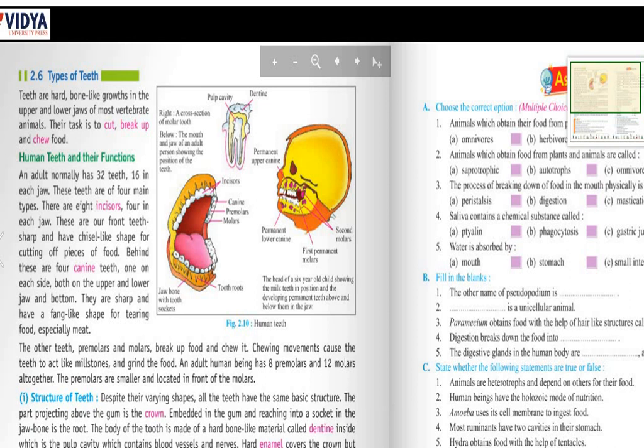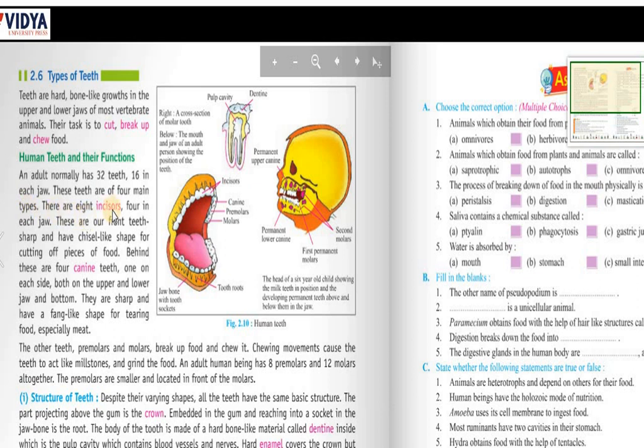Teeth are hard, bone-like growths in the upper and lower jaws of most vertebrate animals. Their task is to cut, break up and chew the food. Human teeth and their functions. An adult normally has 32 teeth, 16 in each jaw. These teeth are of 4 main types.